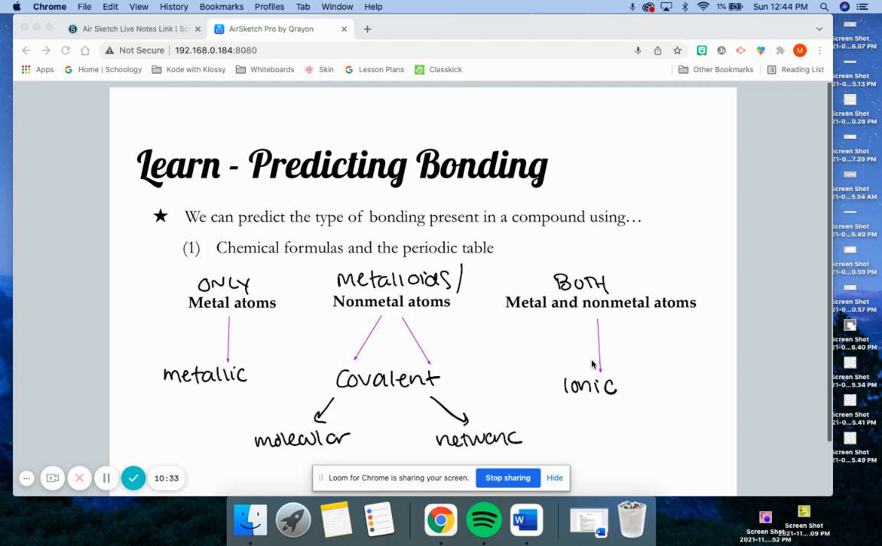In order to distinguish between molecular and network, we can look at two things. One, we can look at the states of matter. So these have to be really hard solids.